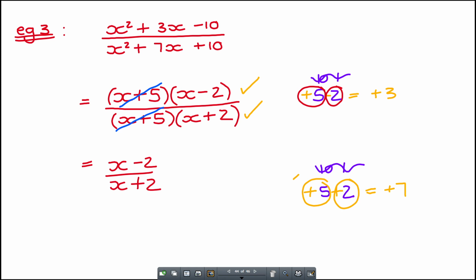So basically, step 1 is factorize, step 2 is cancel out, and then get your answer.